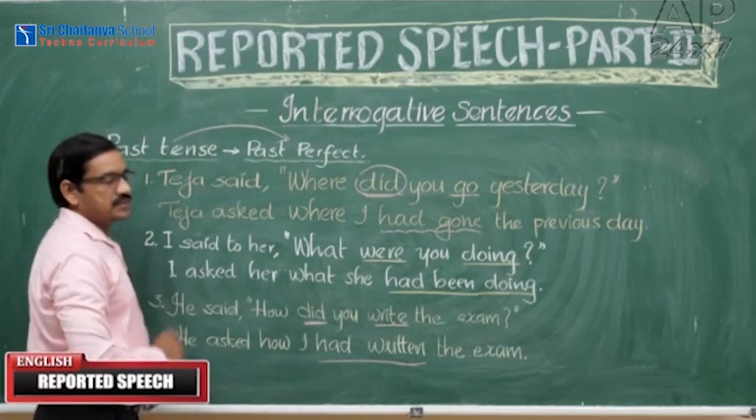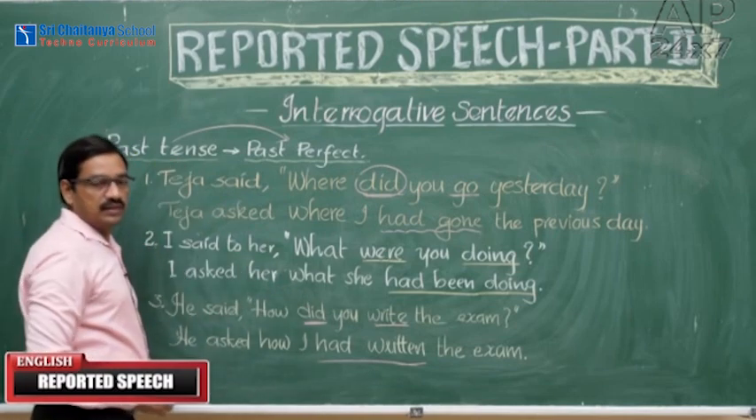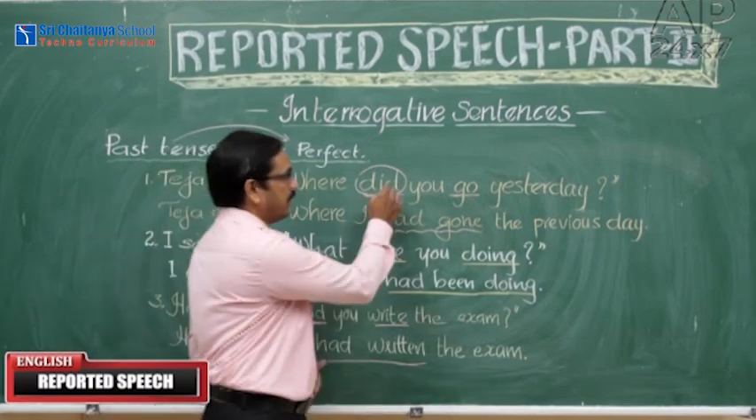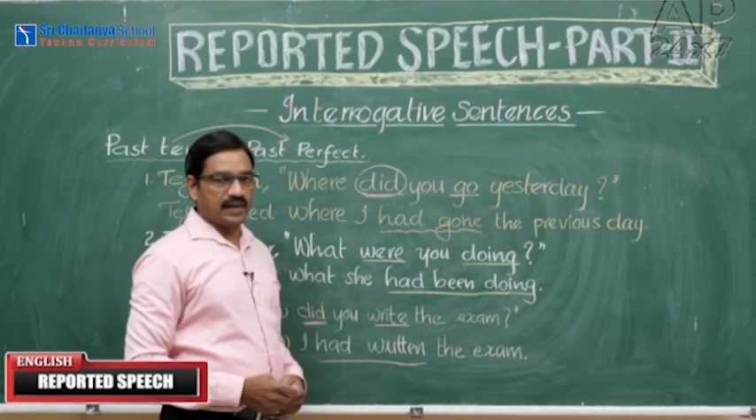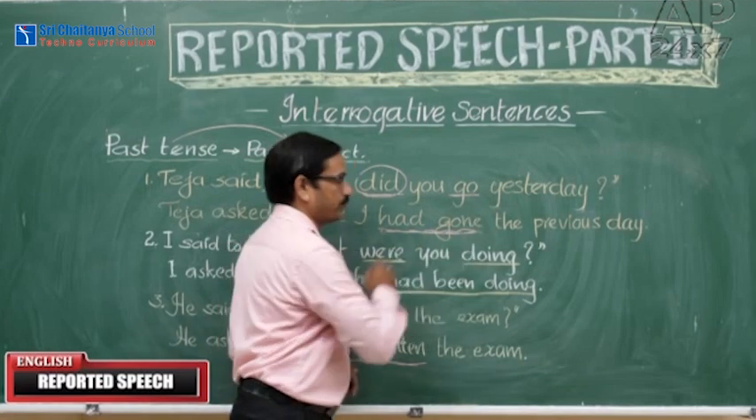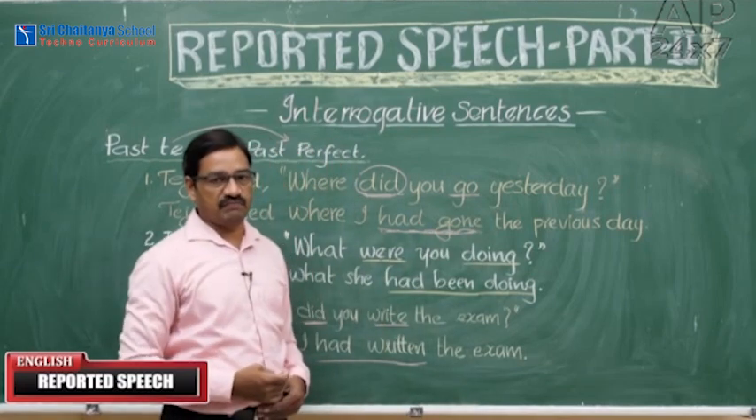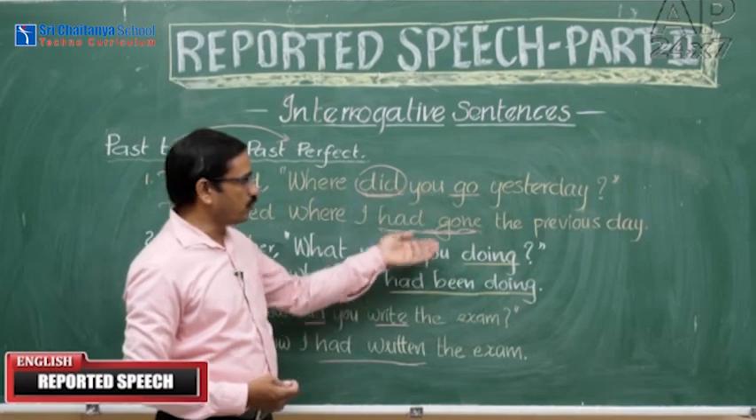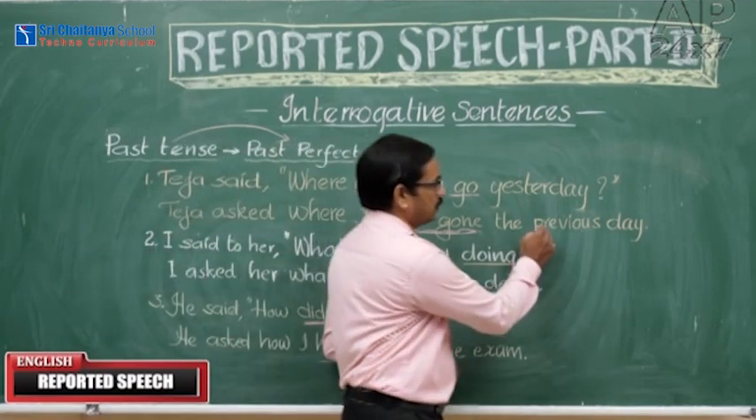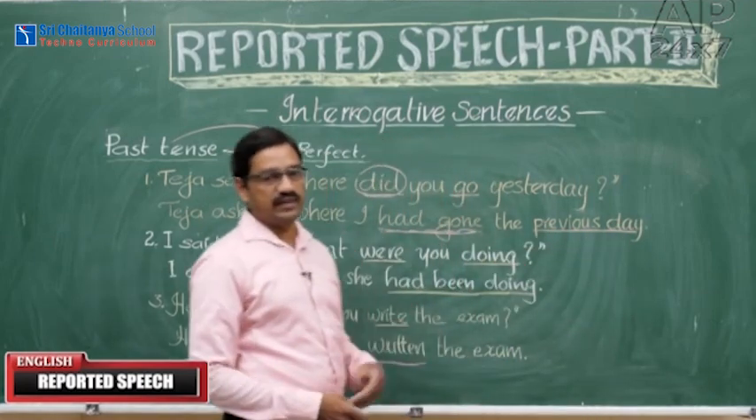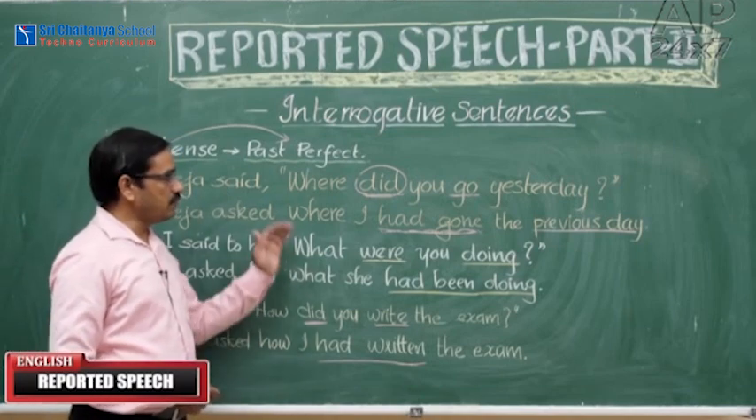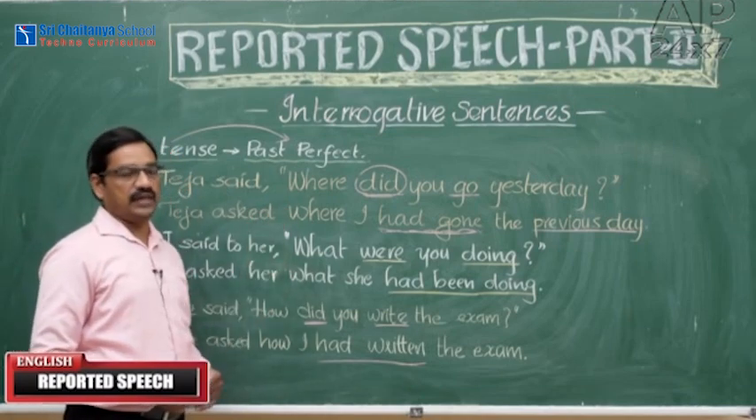So all these examples are past tense question form. We are going to change into past perfect. So did go is the past tense here. We have to change into past perfect, had gone. Had V3 is the past perfect. We already know that. So changing did go into past perfect, had gone. Yesterday we have changed into the previous day or the day before, also we can write, ending with the full stop. So where did you go yesterday became where I had gone the previous day.